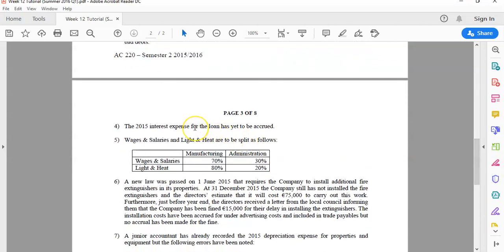Interest expense has to be accrued, that's fine. And wages and salaries and light and heat need to be split out. If they're manufacturing costs, if you want to flag to it, that will go to cost of sales. If they're admin costs, of course, they'll go to admin expenses.